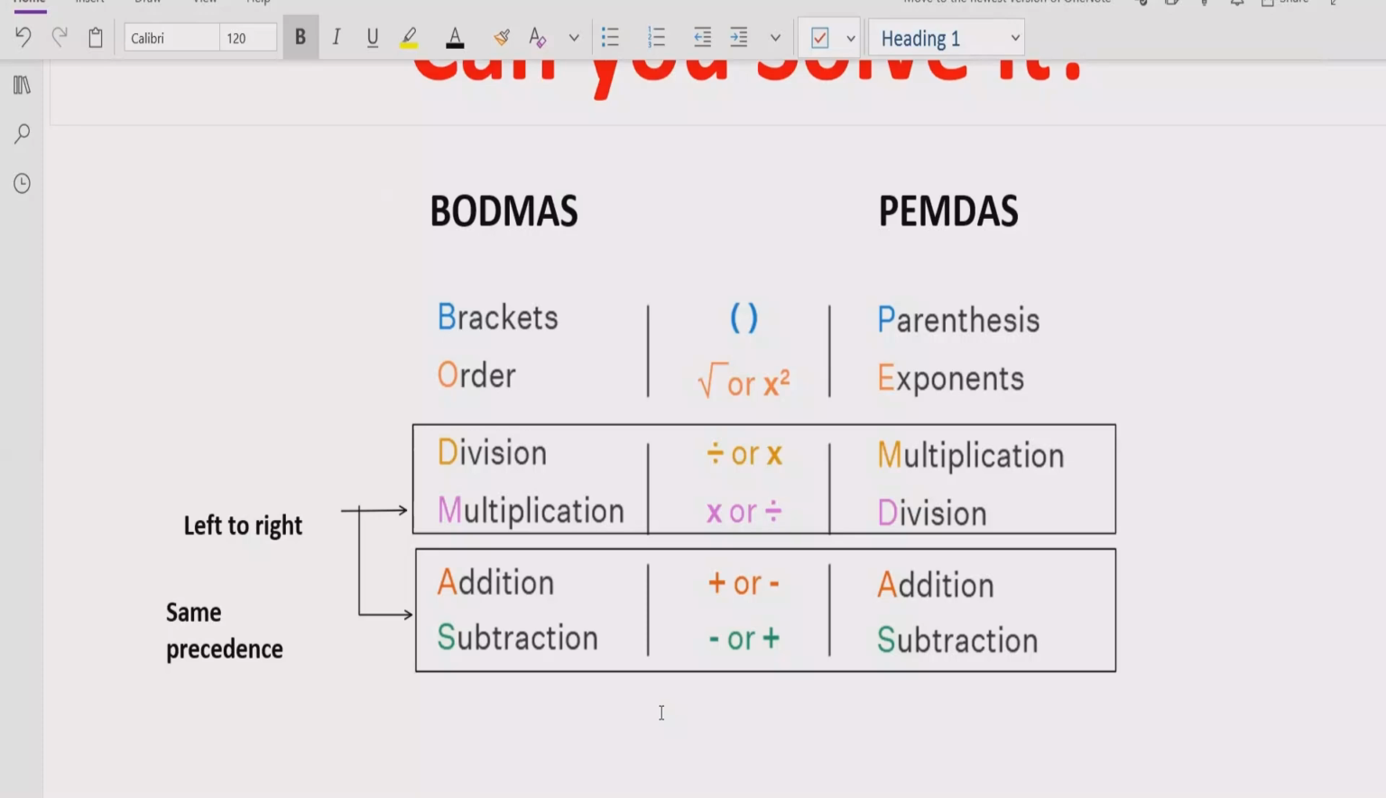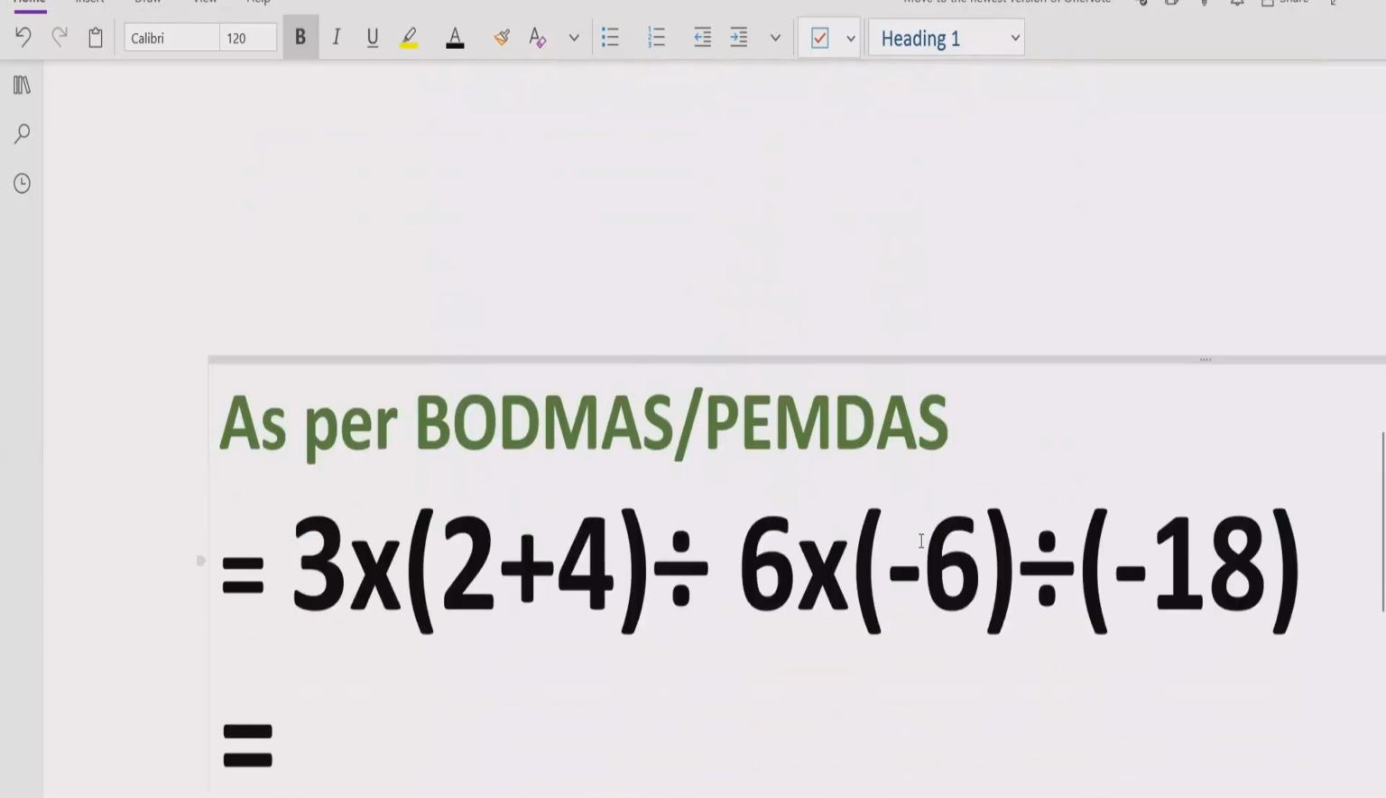Step number 3, you have to solve division and multiplication. So what you have to do, you have to go left to right in your expression and find out division and multiplication. Both have similar precedence, so you can solve any of them which is coming first. Similarly, for addition and subtraction, we have the same rule. We can solve addition first if it is coming first, and we can solve subtraction first if it is coming first. Now move forward to solve the given expression.